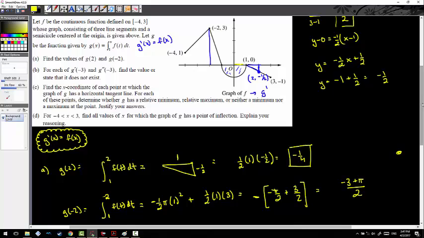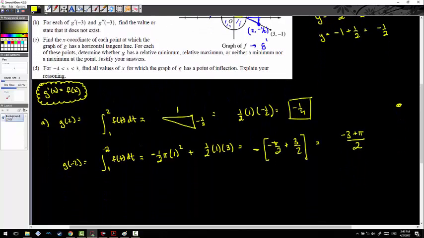Okay, let's go ahead and find part B. It says, for g prime of negative 3 and g double prime of negative 3, find the value or state that it does not exist. Okay, so if I wanted to find g prime of negative 3, that's like trying to find f of negative 3, because up above I already established that g prime is f, and we went through that earlier in the video. So g prime of negative 3 is equal to f of negative 3.